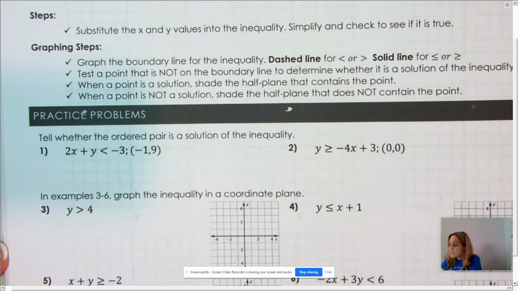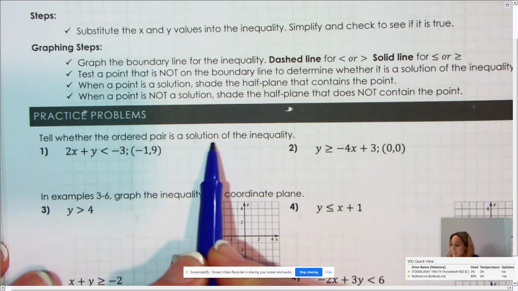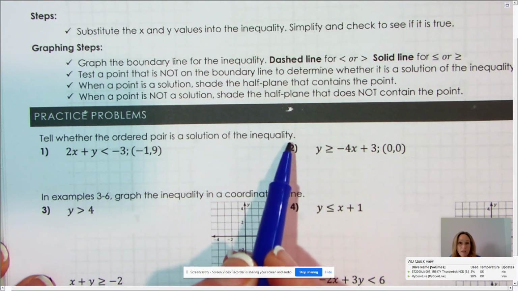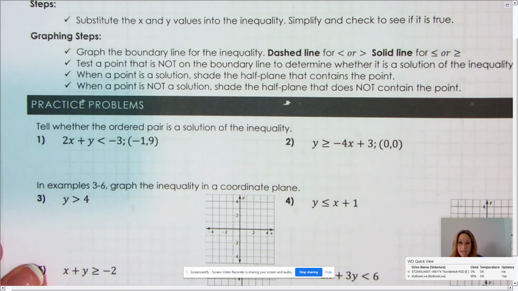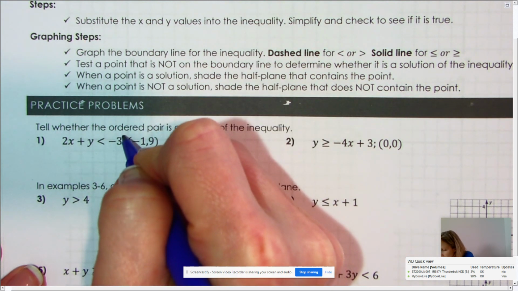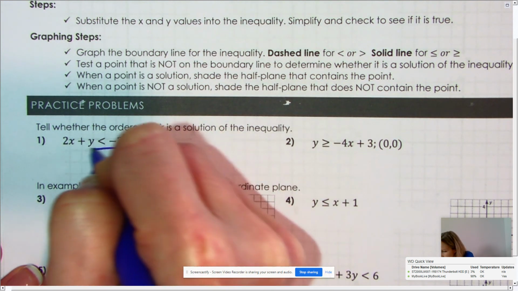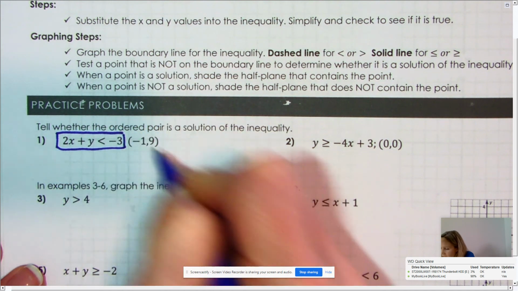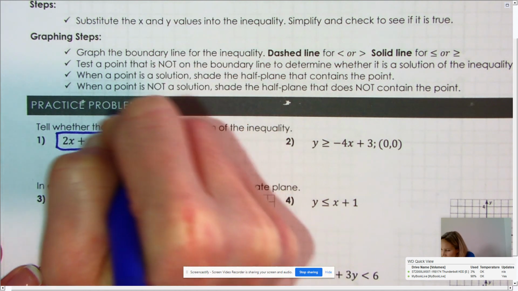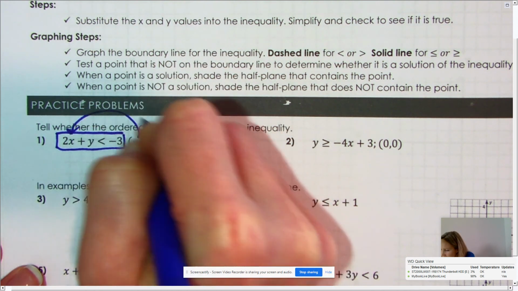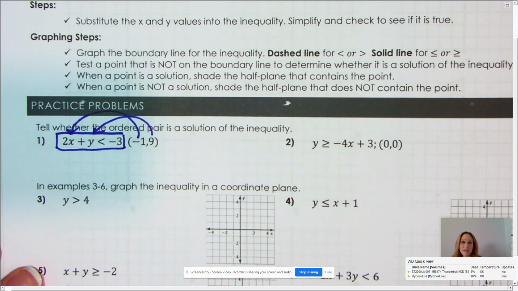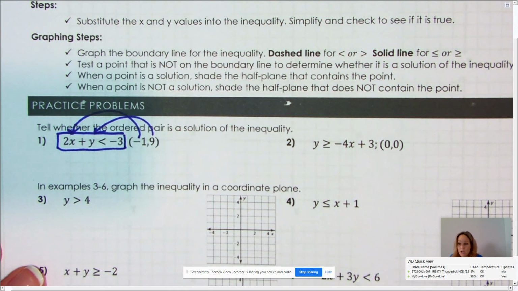Okay, so this one says, tell whether the ordered pair is a solution of the inequality. We did this before with just x's. Now we're going to be plugging in an x and a y. And remember how I told you, stop where you get to that semicolon. This is what we're plugging into. And then this is related to it. That's the x, that's the y, and that's what I'm plugging in. And I just want to see, is it true or not? A solution is any point that makes the inequality true.